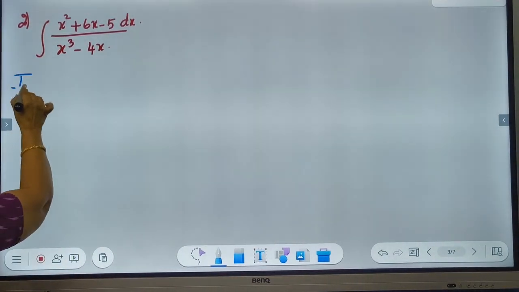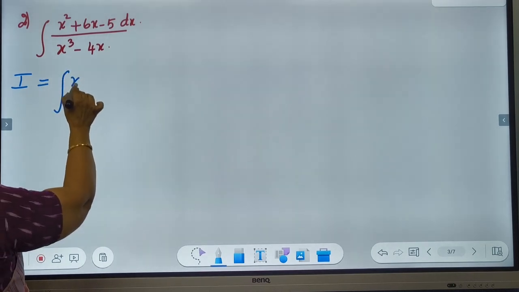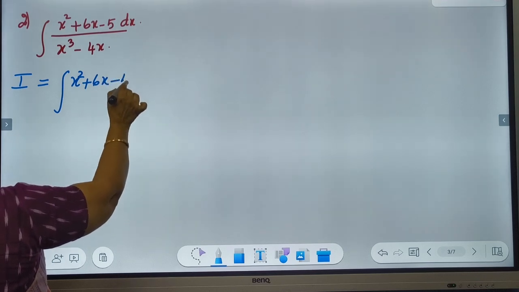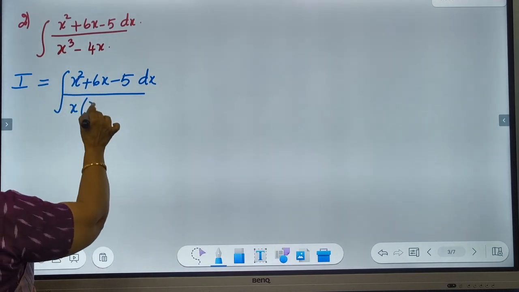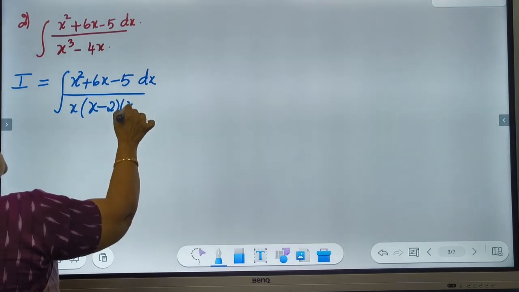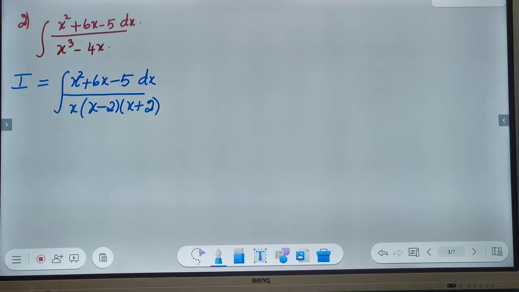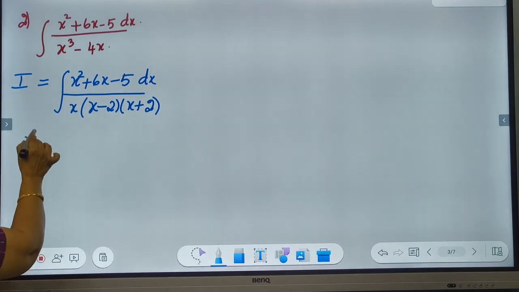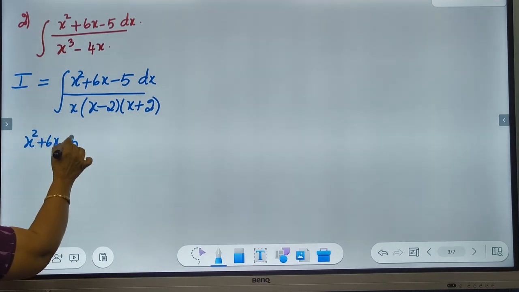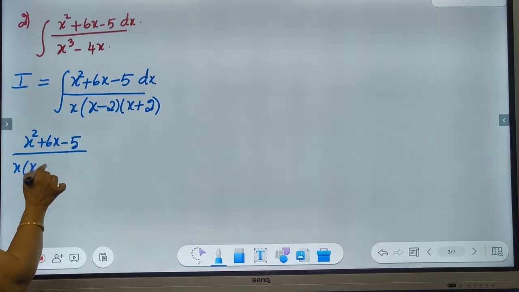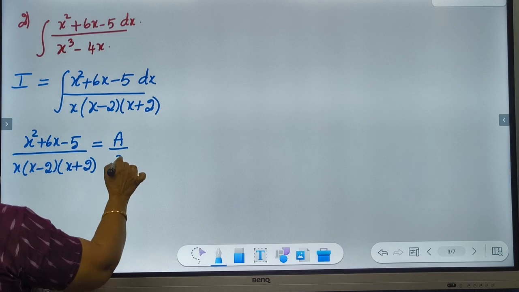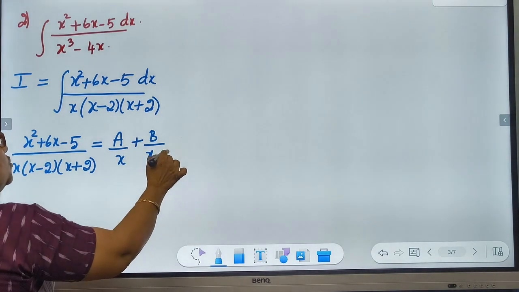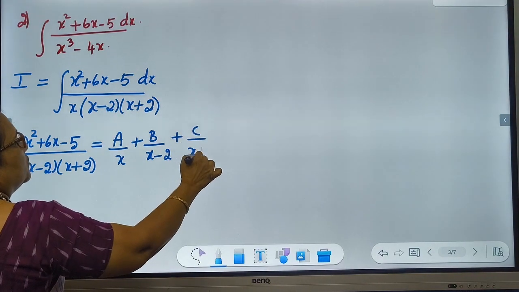So I can rewrite I as integral of (x square plus 6x minus 5) dx by x into, what will I have, x square minus 4, which is (x minus 2) into (x plus 2). If I take out x, I will be left with x square minus 4. Now (x square plus 6x minus 5) by x into (x minus 2) into (x plus 2) can be written as a by x plus b by (x minus 2) plus c by (x plus 2).